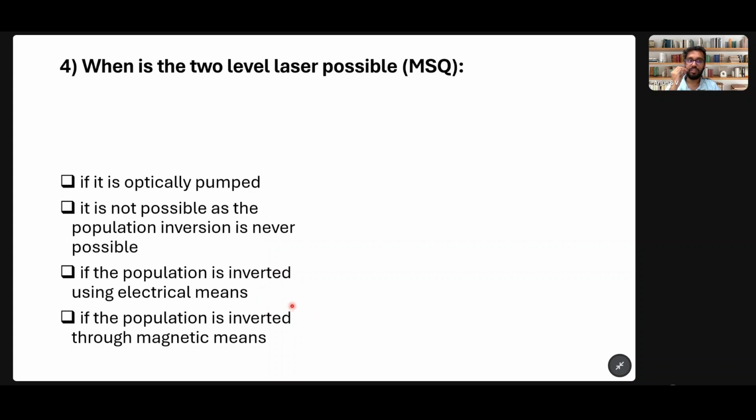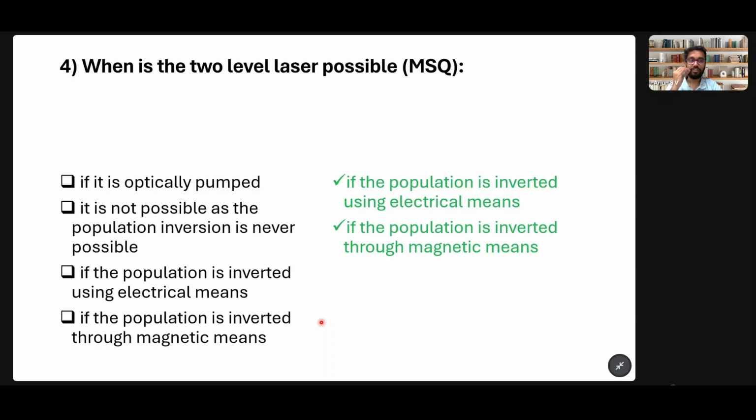So if it is optically pumped, the population inversion will not be possible in a two level laser because the rate of decay to a non-radiative state will still be more. So the only way the population is inverted is if it is inverted using electrical or magnetic means. So the correct option is option C or option D. Option C as well as D, if the population is inverted using electrical and magnetic means.